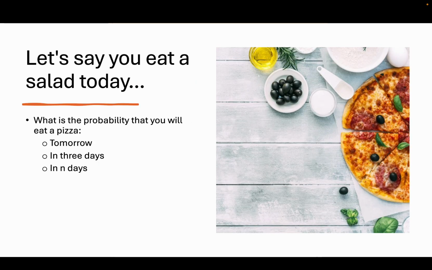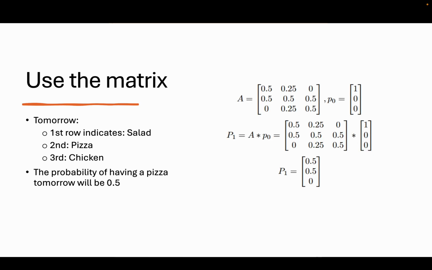So, why is this useful? Let's say you had a salad today, and you want to know the probability that you eat a pizza either tomorrow, or in 3 days, or in n amount of days. We can use the matrix that describes this Markov chain to calculate that probability.